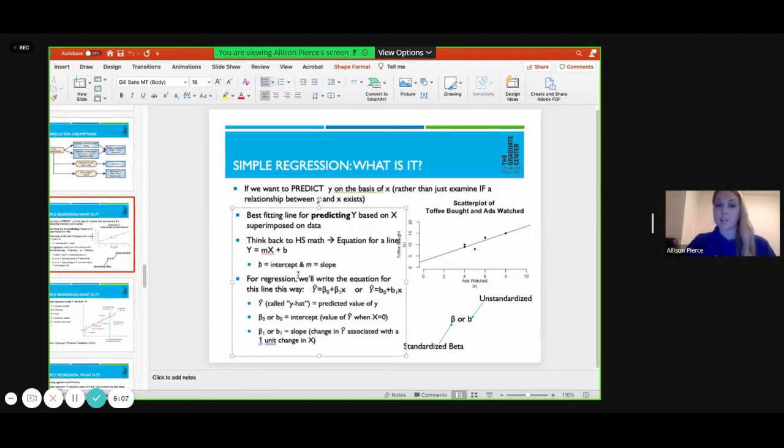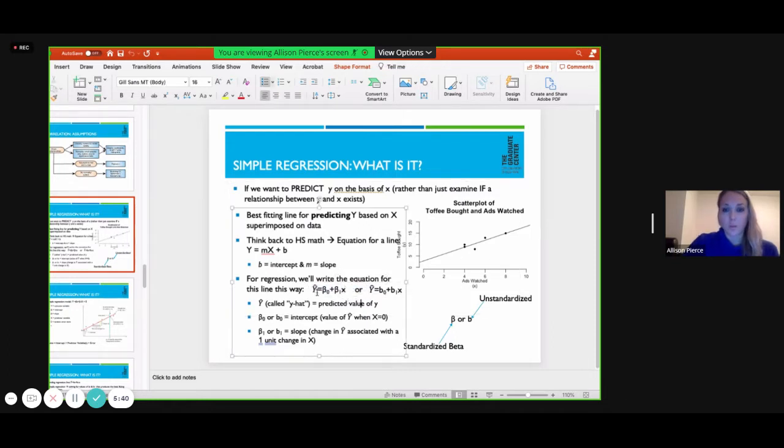So we're going to use that same formula, except we're going to flip it around so that we have b first and then mx second, where b is our intercept and m is the slope. Remember, your slope is rise over run, and your intercept is where you're starting, so where it crosses the y-axis. For regression, we're going to write the equation this way or this way. You might see it written either of these two ways.